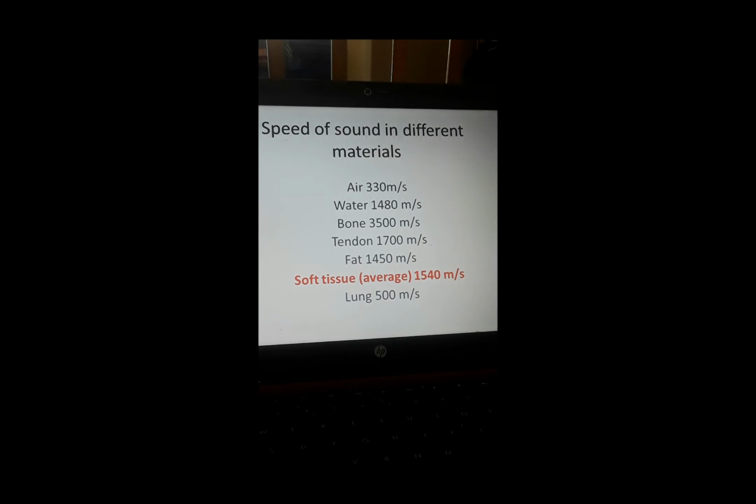There is some speed of the sound in different materials. In air, it travels 330 meters per second. In water, 1480 meters per second, bone 3500 meters per second, tendon 1700 meters per second, fat 1450 meters per second, and the soft tissue average is 1540 meters per second, lungs 500 meters per second.